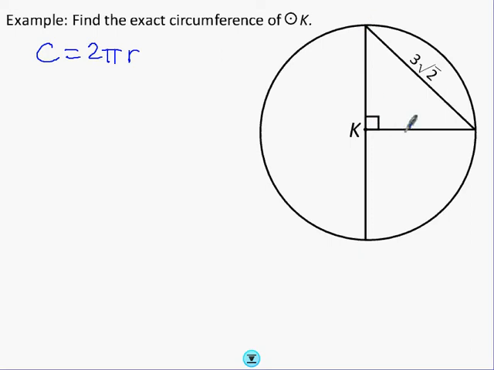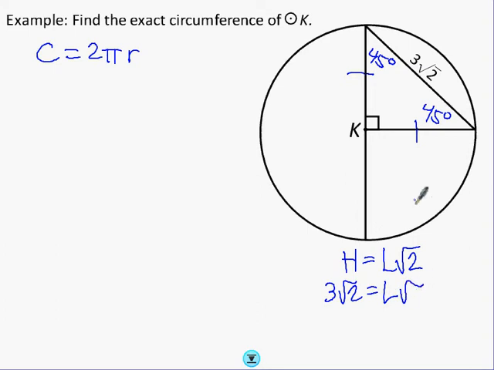Okay, hopefully you've already picked up on the fact that this is a right triangle. And you might notice that this is one radius, and this is a radius. Which means we have an isosceles right triangle, which means these two angles are the same, which means these two angles are 45 degrees each. I seem to remember that the hypotenuse of a 45, 45, 90 triangle is the leg times the square root of 2. Well, if the hypotenuse is 3 square root 2, then the leg, which I'm going to write as r for radius, because the legs are equal to the radius. Clearly, the radius is going to be 3.